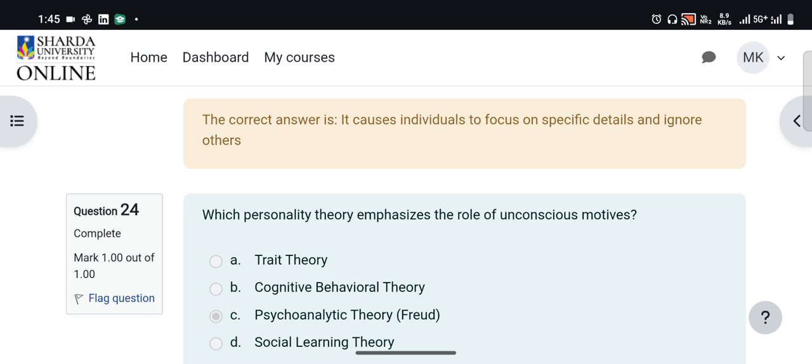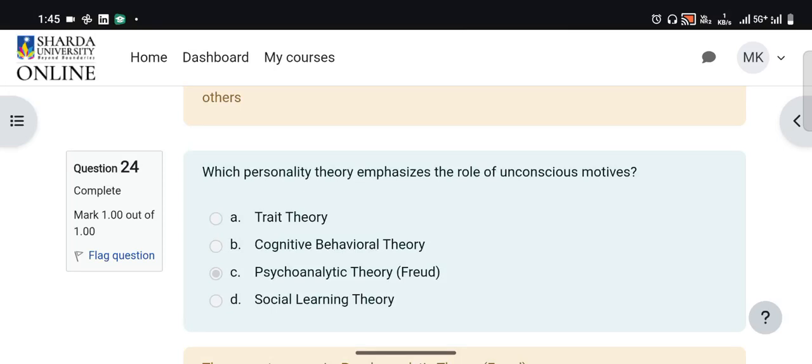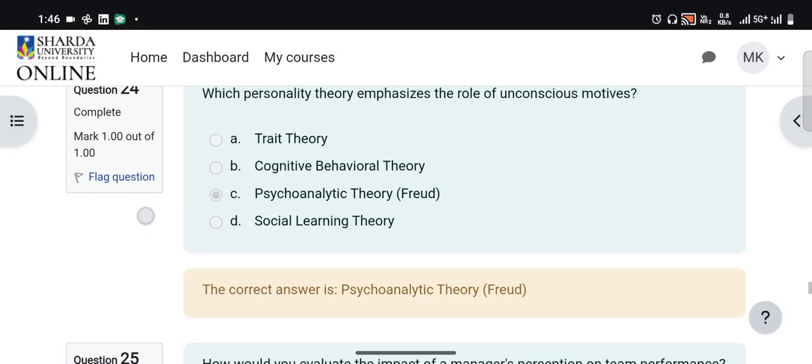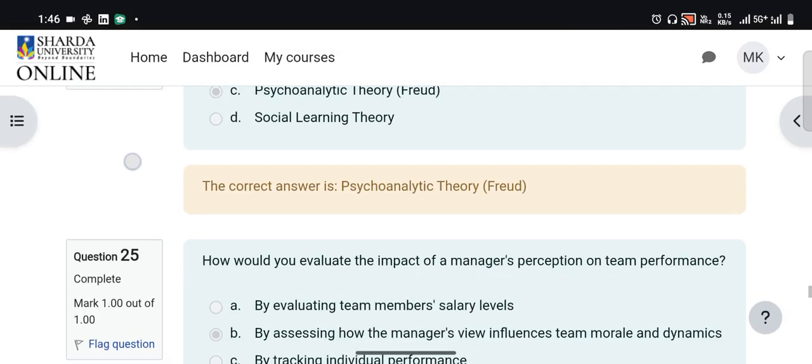Question number 24. Which personality theory emphasizes the role of unconscious motives? Option A, trait theory. Option B, cognitive behavioral theory. Option C, psychoanalytic theory, Freud. Option D, social learning theory. The correct answer is psychoanalytic theory, Freud.